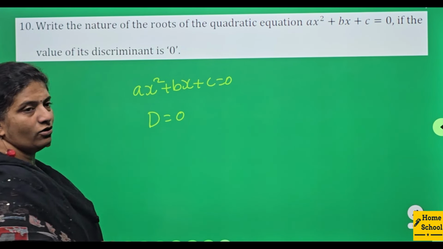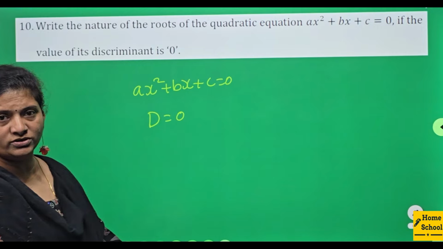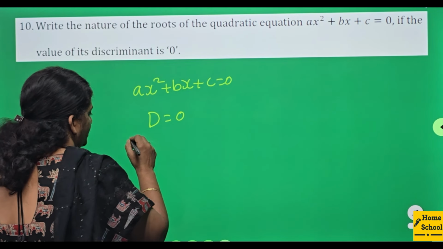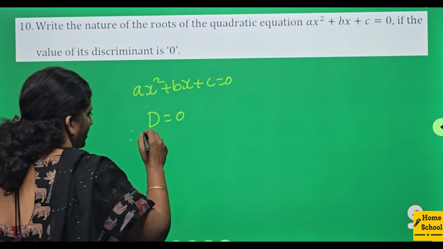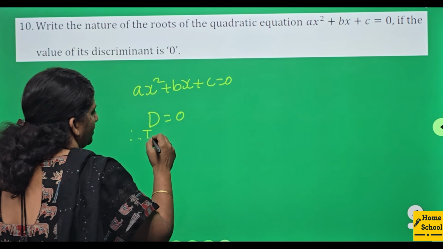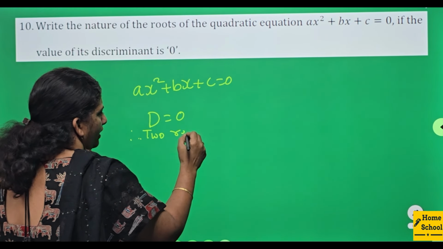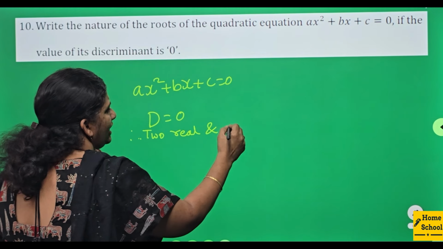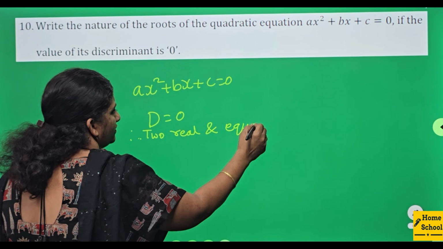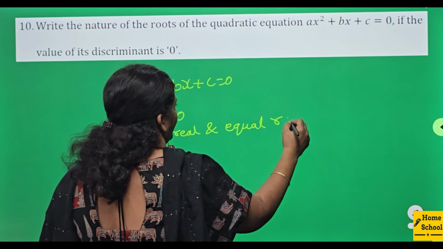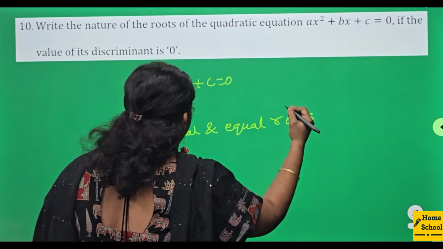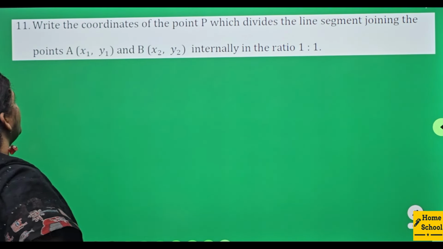If D is 0, what is the nature of the roots? Therefore the nature of the roots are, there are 2 real and equal roots. 2 real and equal roots is the nature. Let's move on to the next one.